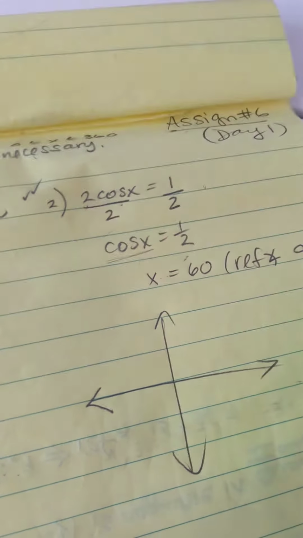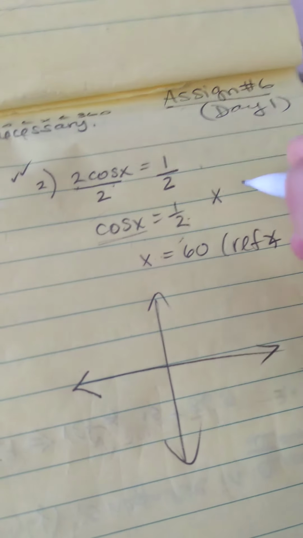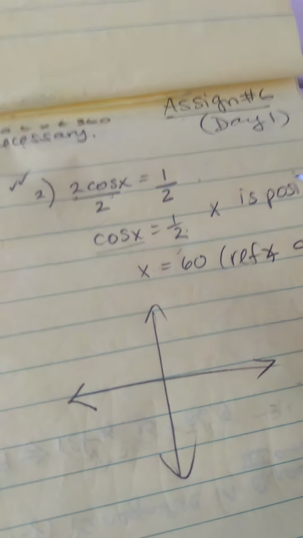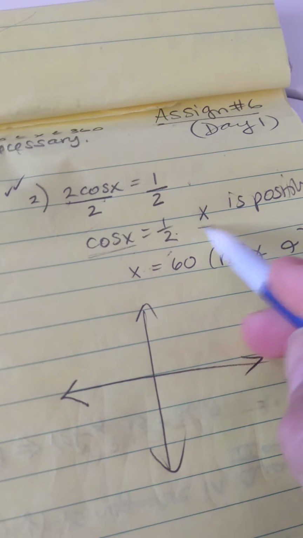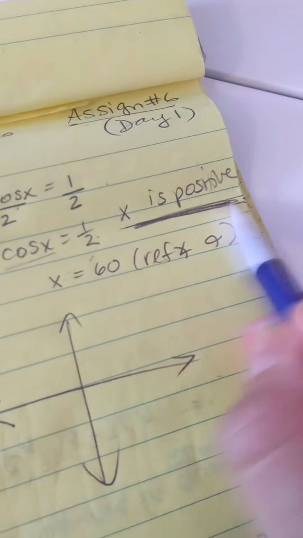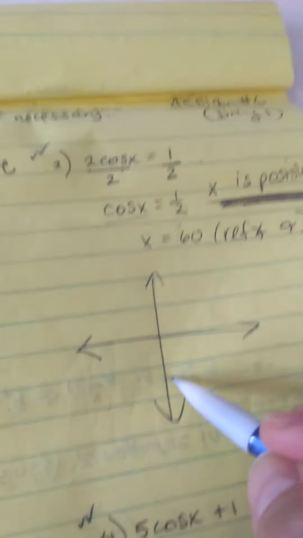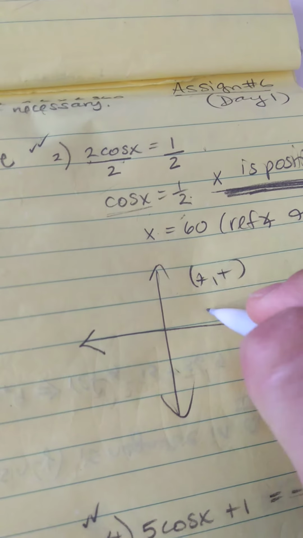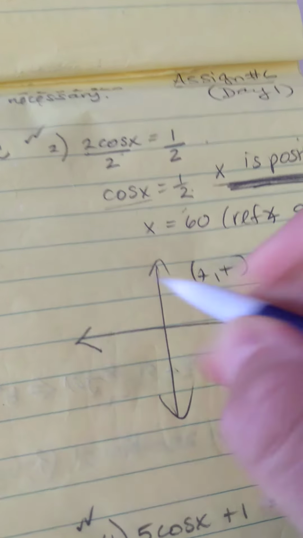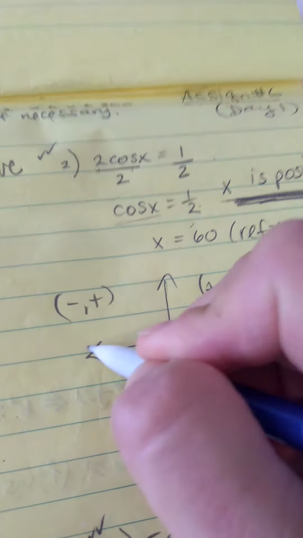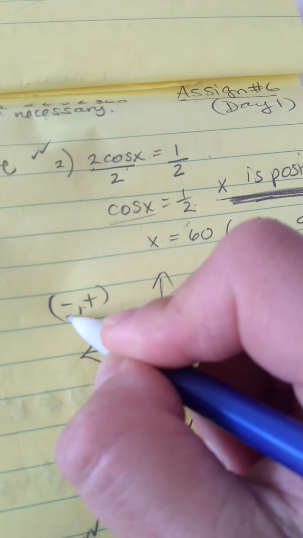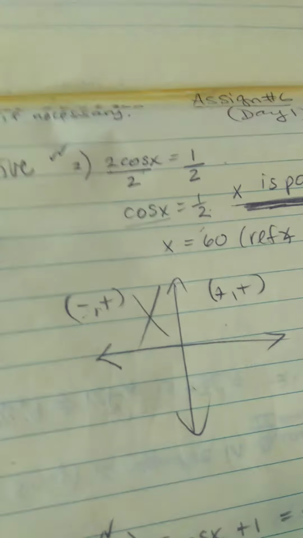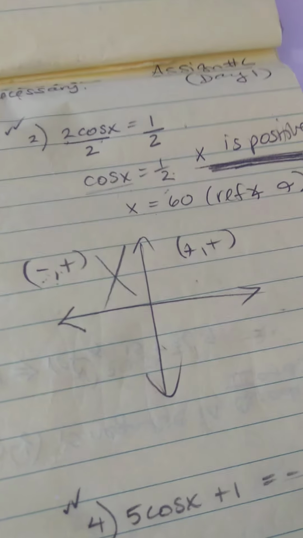Recall that cosine is x, and it's a positive 1/2. So x is positive. Now we have to figure out when x is positive in the coordinate plane. So does everyone agree x is positive in the first quadrant because it's positive, positive? Second quadrant goes negative, positive, so x is negative. So I'm going to get dramatic and cross that out because that doesn't match up.